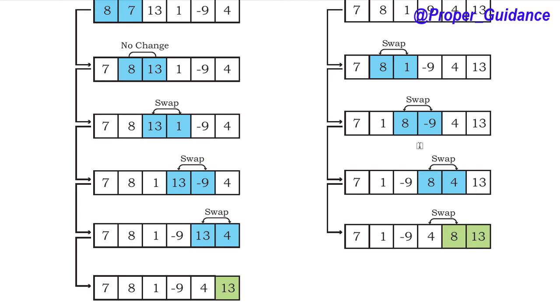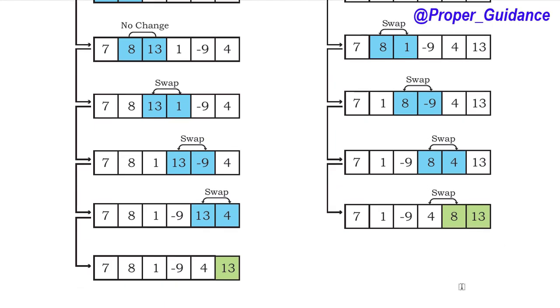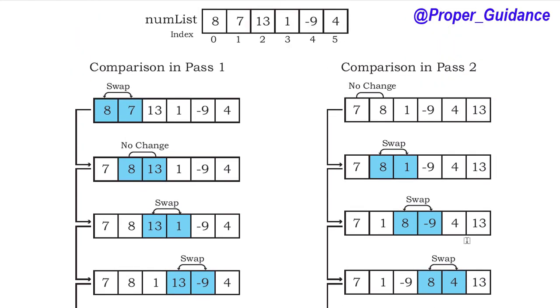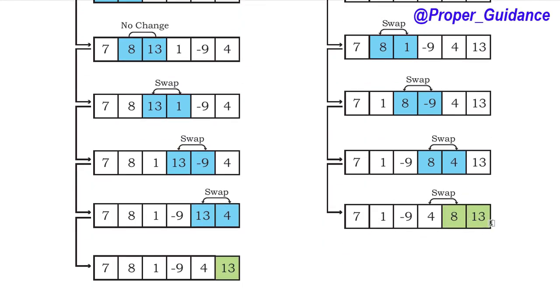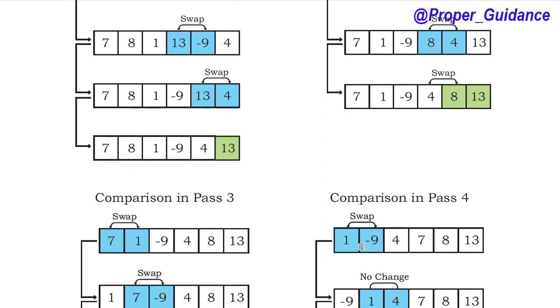After that 8 and minus 9 will be checked in the blue box. Okay, look at the picture here. Minus 9 is smaller than 8, so interchange the position. Next we have to check 8 and 4. 4 is smaller than 8, no problem, and 8 is also smaller than 13. So in the comparison in pass 2, we get the resultant list like this one.